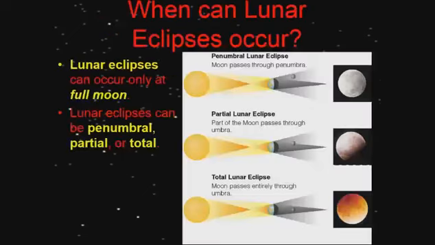So when can you get a lunar eclipse? Let's look at a lunar eclipse first. A lunar eclipse can only occur when the moon passes through the Earth's shadow. So the order will be Sun, Earth, Moon. So lunar eclipses can only occur when the sun is fully illuminating the moon. And this means that lunar eclipses only occur at full moon.